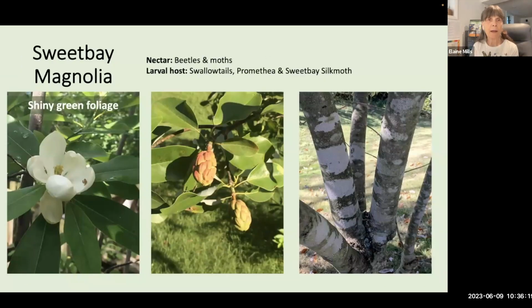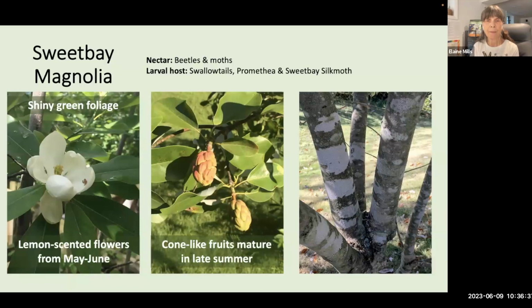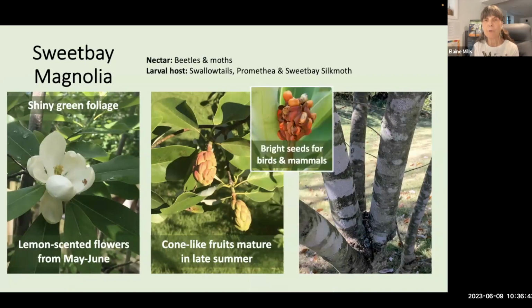Sweet Bay Magnolia has shiny green foliage and serves as the larval host for swallowtail butterflies, the Promethea, and Sweet Bay silk moth. It has large lemon-scented flowers from May to June, and these provide nectar to beetles and moths. Cone-like fruits will mature in late summer and open up to reveal bright seeds as nourishment for birds and mammals. And in the winter, you'll enjoy the smooth, lightly scented bark.